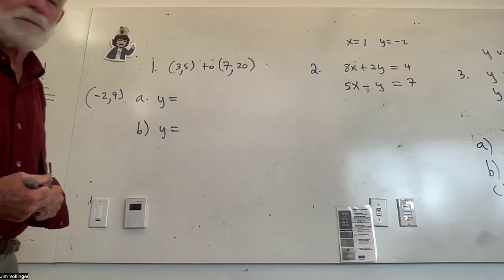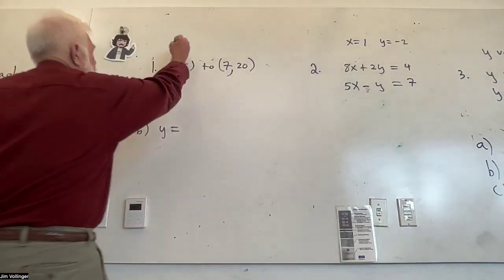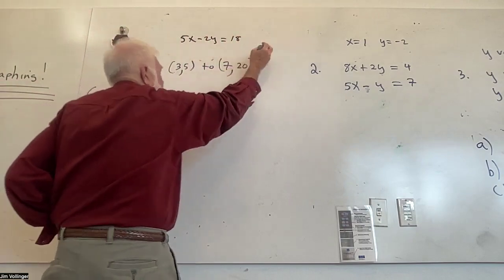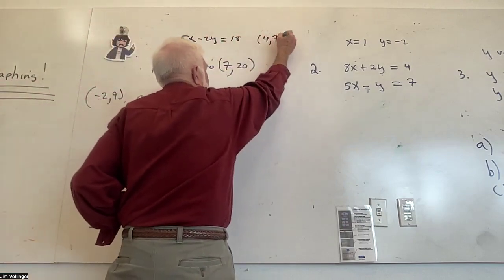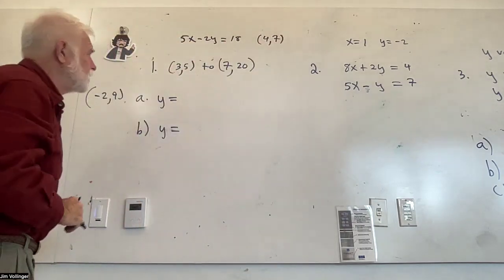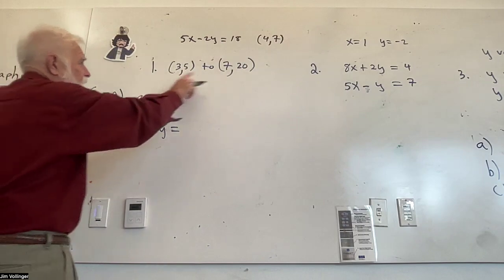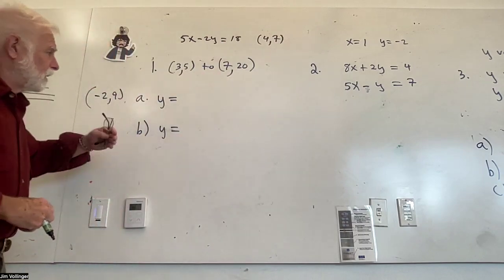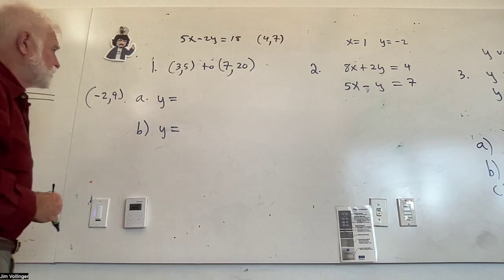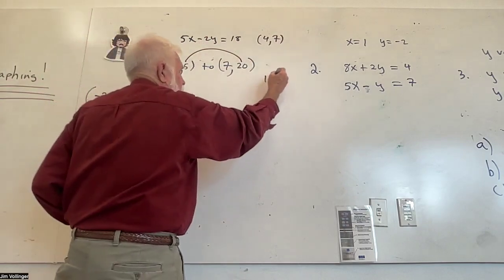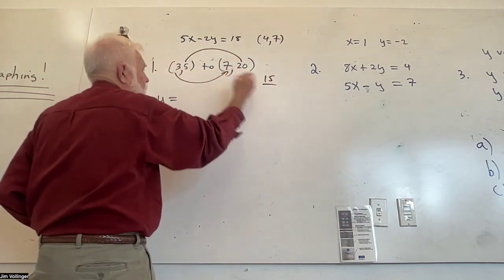Perpendiculars and parallels. We've been primarily looking at situations like 5x minus 2y equals 18, passing through (4, 7), perpendicular. So we're just going to phrase the questions a little differently, and I'll give you a couple of points, make you find slope, and then do the parallel and perpendicular. So what do we got? 5 to 20, up 15, 3 to 7, 4.